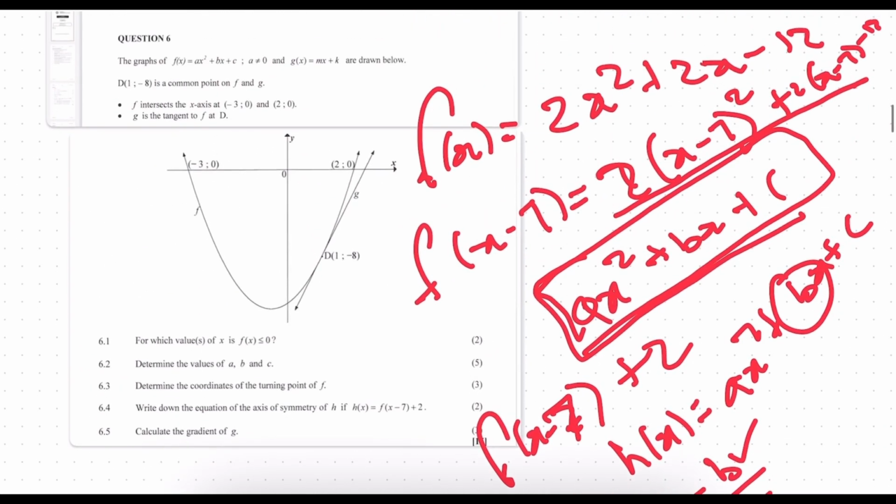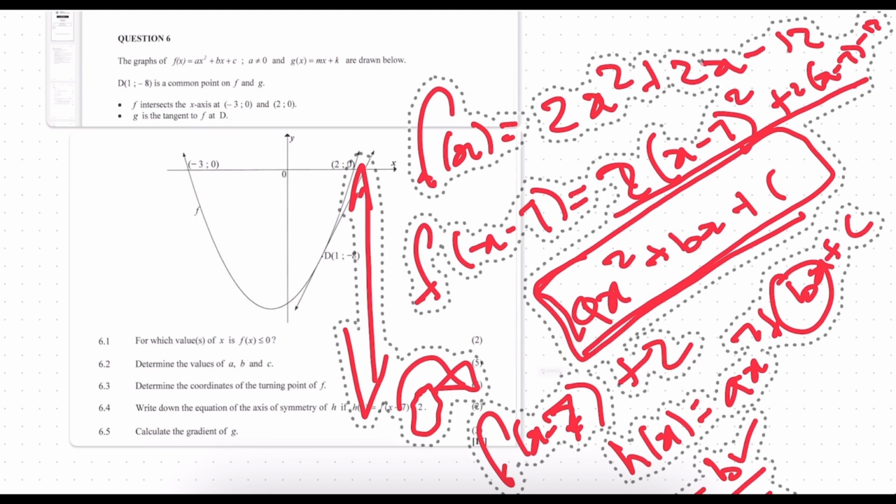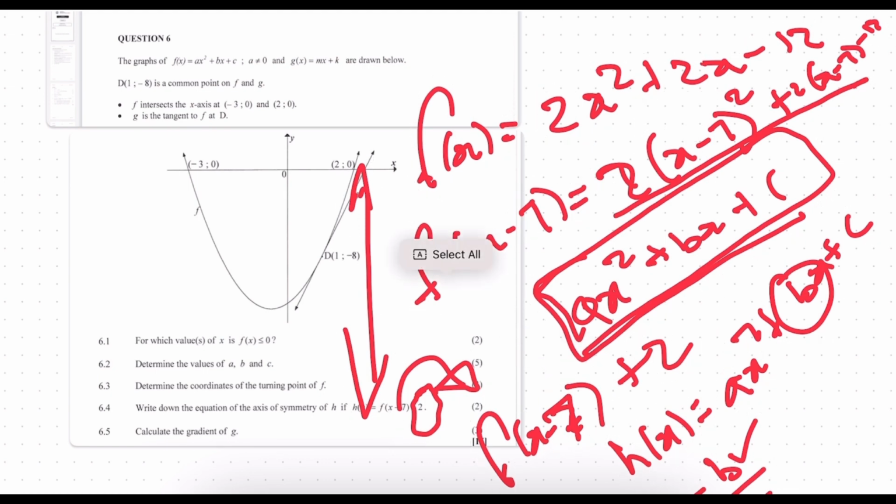In my mind, I'm just like, okay, it's shifted 7 units to the right. This one is not really important because the axis of symmetry doesn't change along the y-axis. This is like a vertical shift. What I'm more concerned about is the horizontal shift. I'm more concerned about what? The horizontal shift, right?